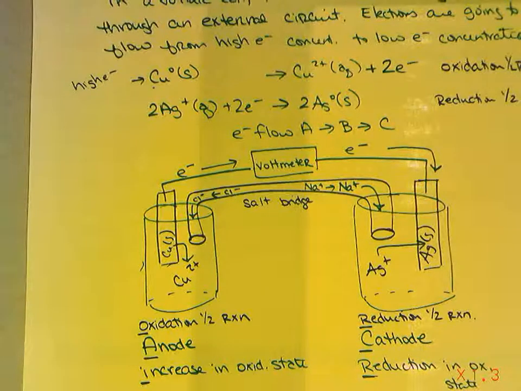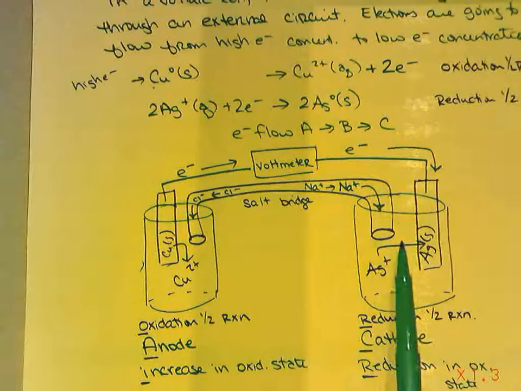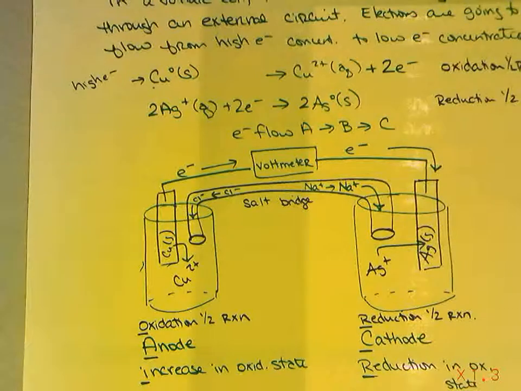Question first. A to B to C. The electrons all get made over here in the anode. Then they flow through a bridge of some sort, and they all end up in the cathode. Not the salt bridge. Yeah, sorry, the top voltmeter bridge.